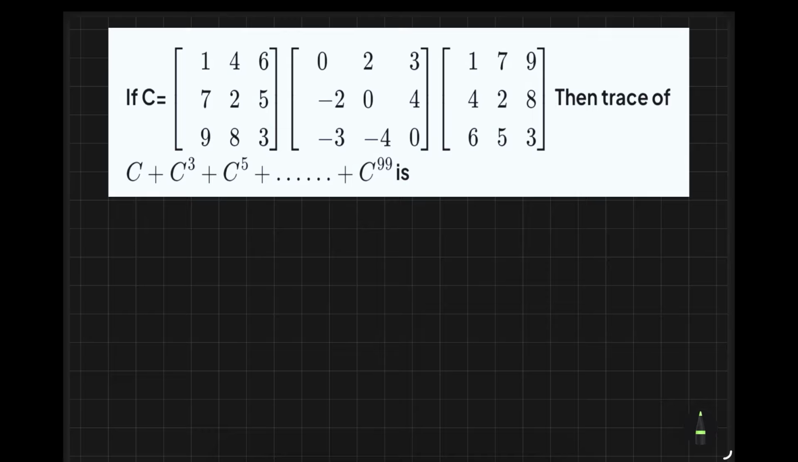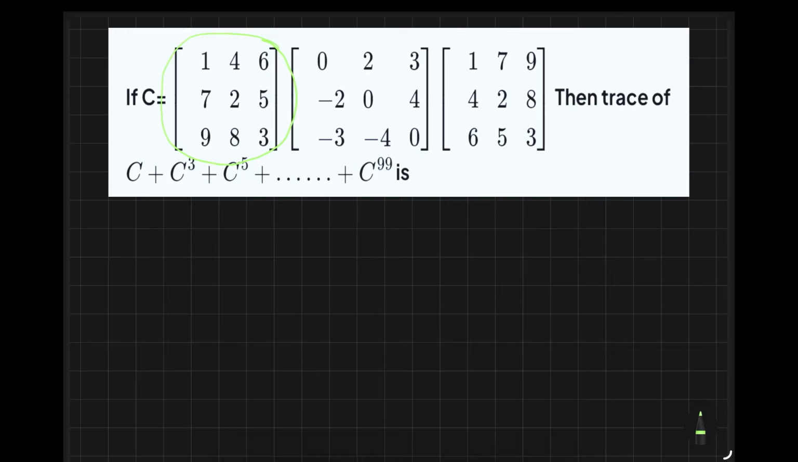So, we are back with a wholesome new question which says: if C equals this, then the trace of this is. So, we need to find out the trace of this. Okay? Now, you know that first you have to calculate C and then you have to find out the pattern in C. Now, look at this. What I'm telling you, just observe this matrix.